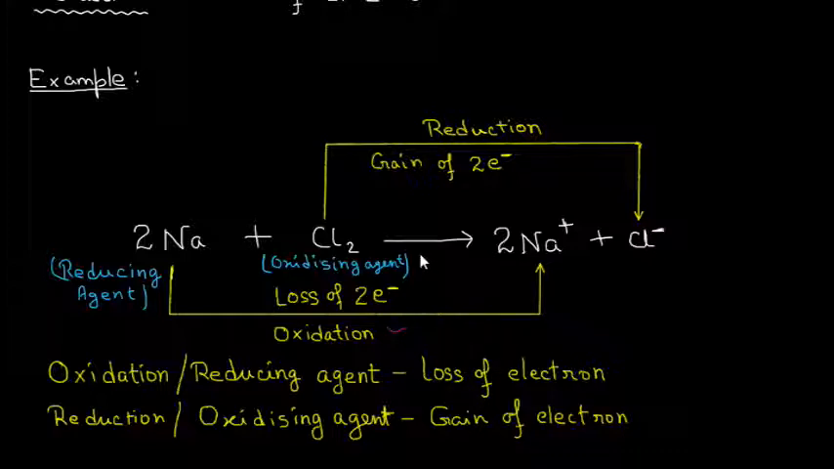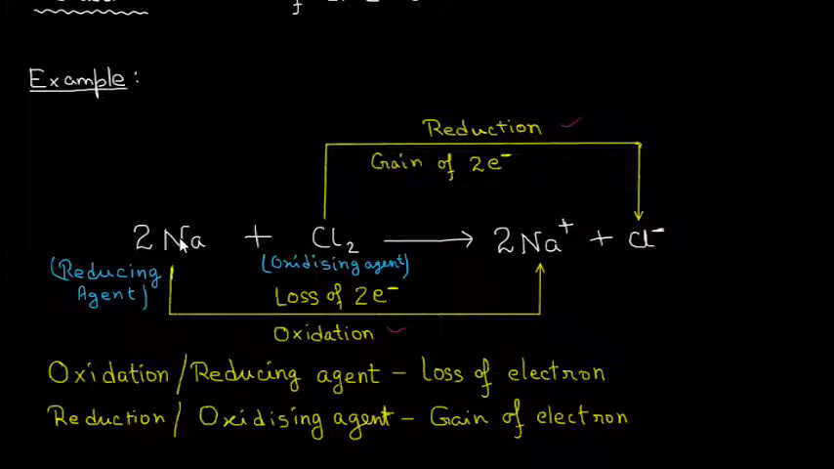In chlorine, what is happening? Chlorine had no charge, but in NaCl chlorine has a negative charge. So for 2 chlorines, 2 negative charges, so gain of 2 electrons. Since it is gain of 2 electrons, it is a reduction. Now oxidizing agent and reducing agent. So the reducing agent is sodium, we are having loss of electron.